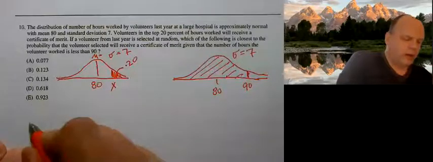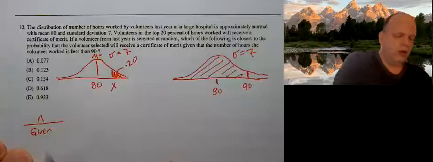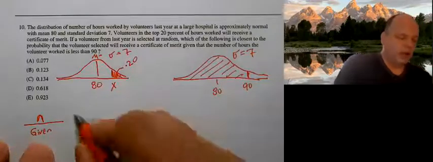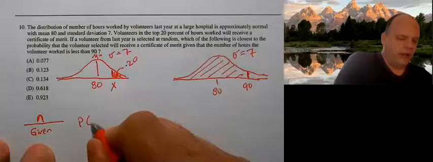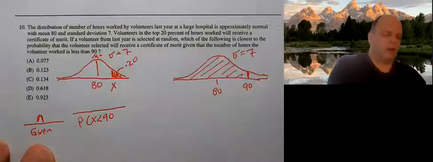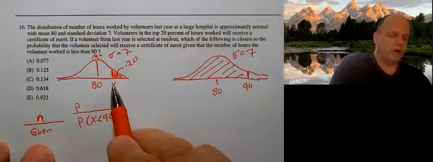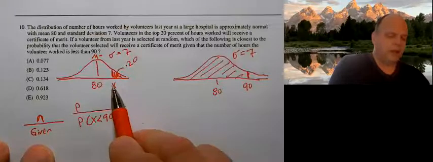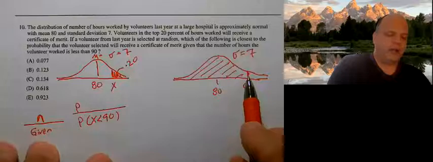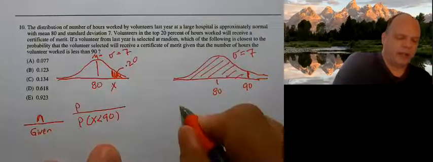given that they worked, so remember when we work with given, it's intersection over given. So that's not an N, that's supposed to be an intersection sign. So basically the probability that X is less than 90, and then the numerator is going to be the intersection, which means they have to work greater than X. So this intersection right here, and we don't know what that is yet. But let's find out the denominator first. Well, the denominator is going to be the probability that X is less than 90.